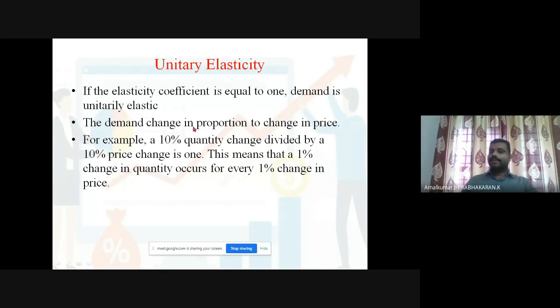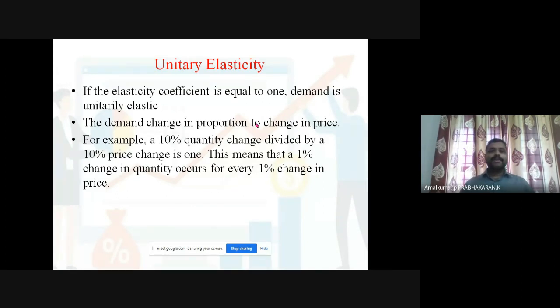The demand changes in proportion to the change in price, or any changes in demand create an equal change in the quantity demanded. That is called unitary elasticity.